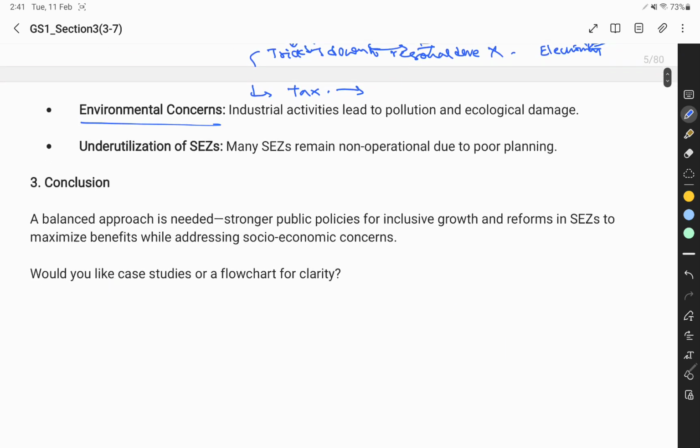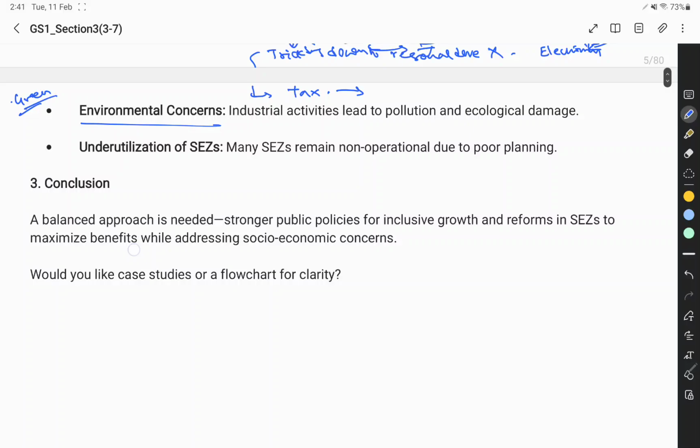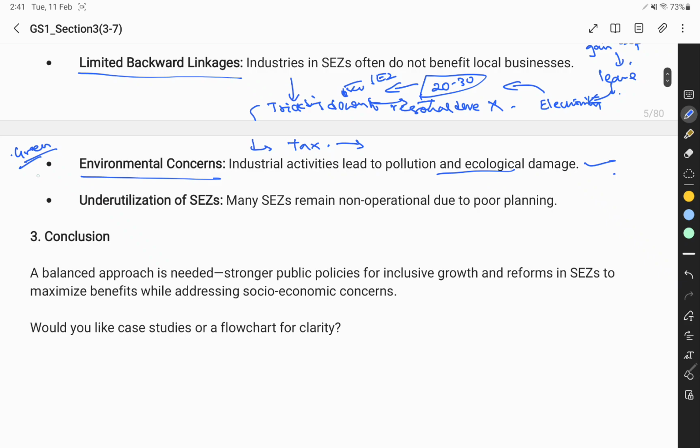Then environmental concerns are always there. This is the greener point. It will always be evergreen in all the answers. Industrial activities lead to pollution and ecological damage. Then you should not forget these points.